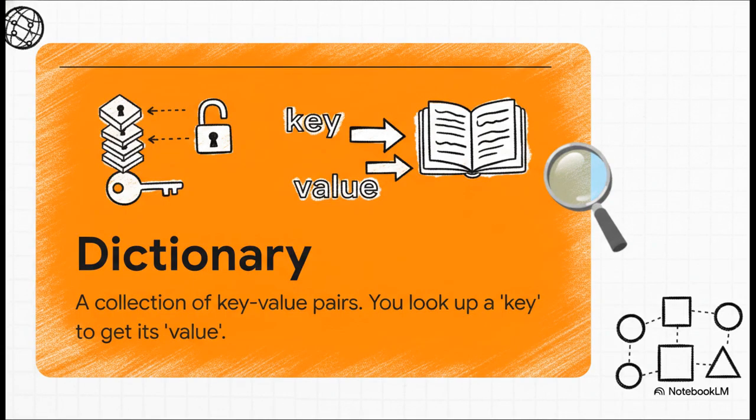Simple. Next up is the dictionary. And let me tell you, this one is a total game changer for looking things up. Instead of storing items in a specific order, it links a unique key directly to a value. It's just like a real dictionary where you look up a word to find its definition. Here, you use a key to instantly find whatever information is tied to it.